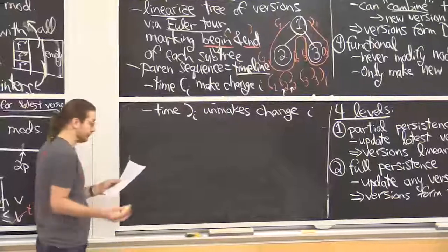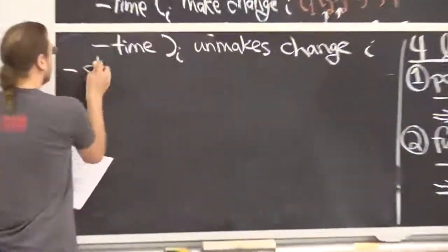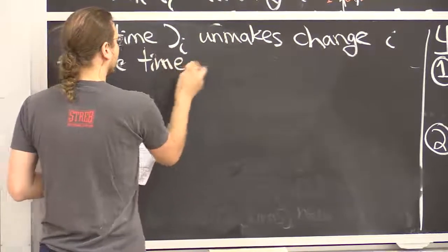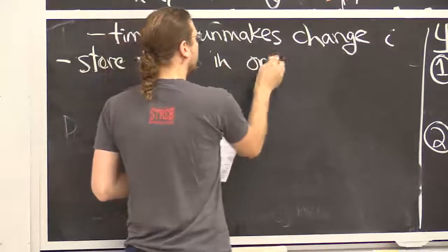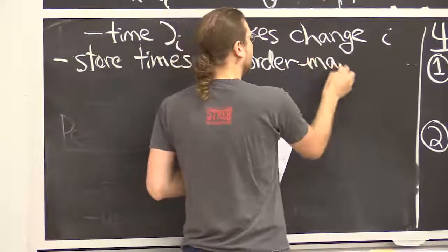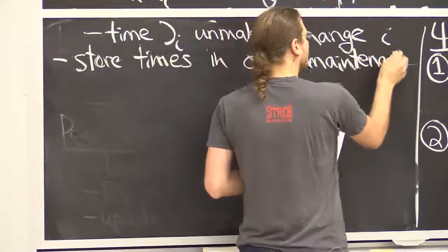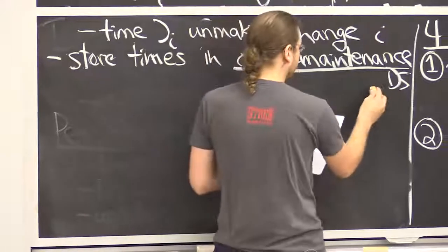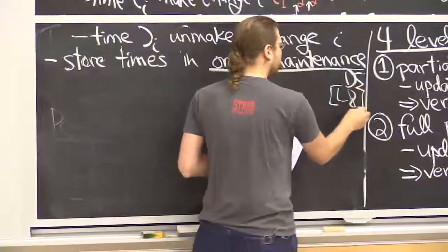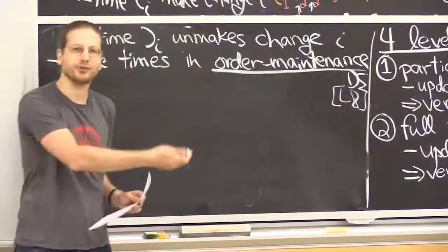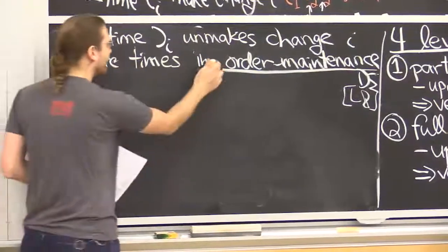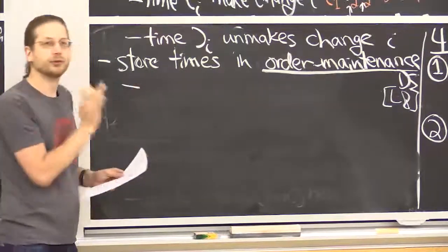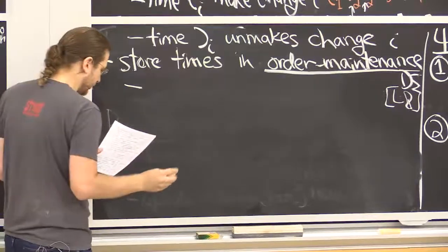Luckily, there's a data structure for this. So we're going to store the times in what's called an order maintenance data structure. This is actually a forward reference to lecture 8. So, it's a time travel lecture, you can go to the future, watch that video and come back if you want to know how to do this. But let me tell you just as a black box what that data structure achieves. That's all we'll need for this lecture.